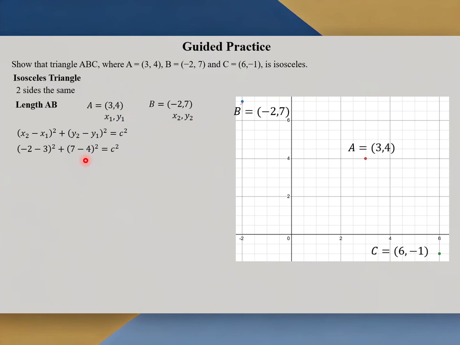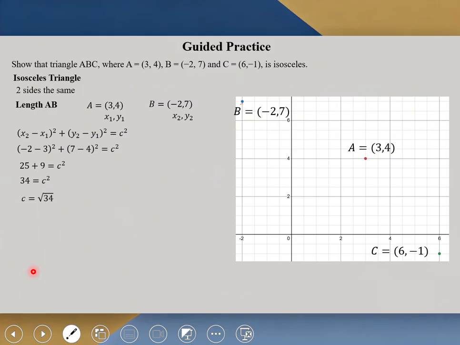If we simplify this, -2 take away 3 is -5, -5 squared is 25, and 7 take away 4 is 3, 3 squared is 9. If I add those together, I get 34 is equal to c squared. If I square root, I've got c is equal to square root of 34, and I can't simplify that, so I'll leave it in that form.